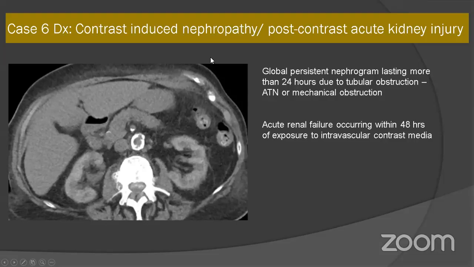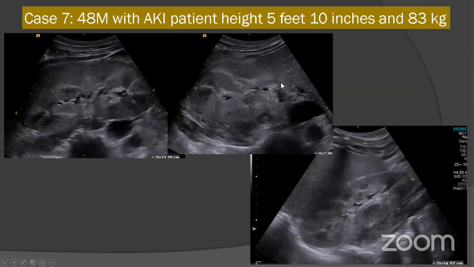So patients who have normal renal functions and are given contrast rarely develop contrast-induced nephropathy. It's people with risk factors or underlying baseline renal function abnormality that develop acute kidney injury.